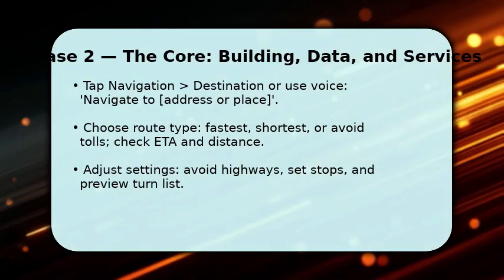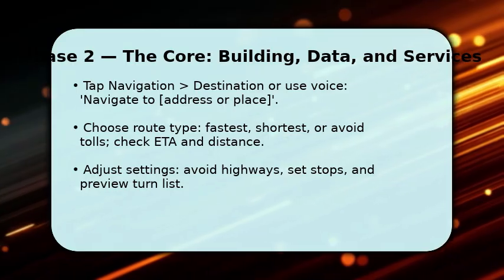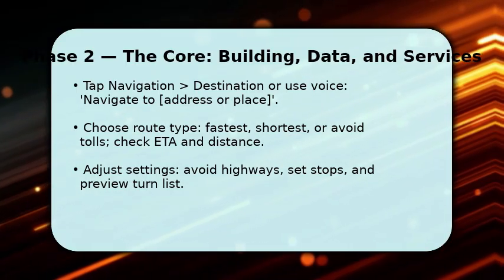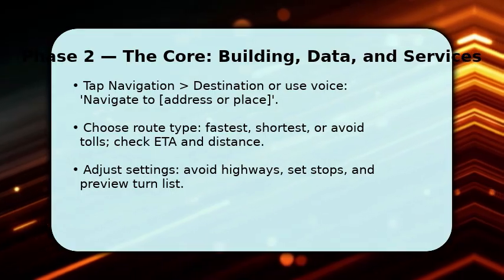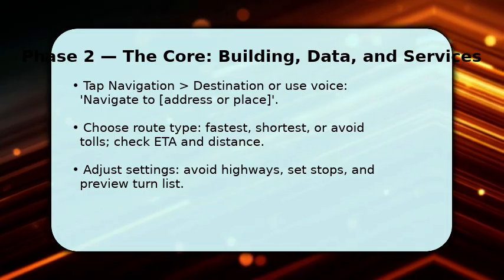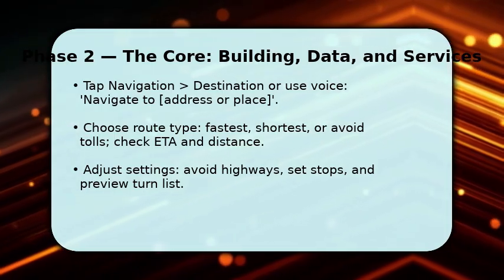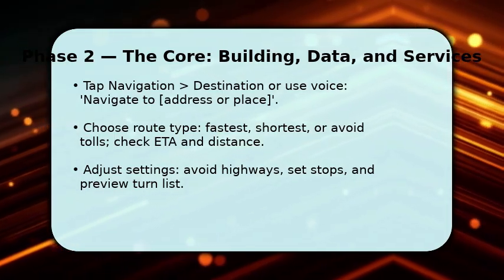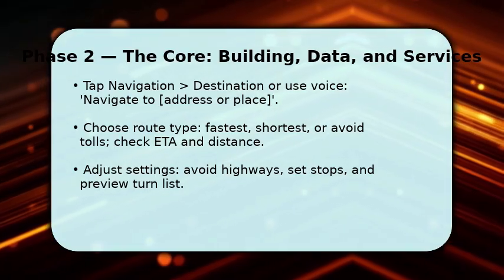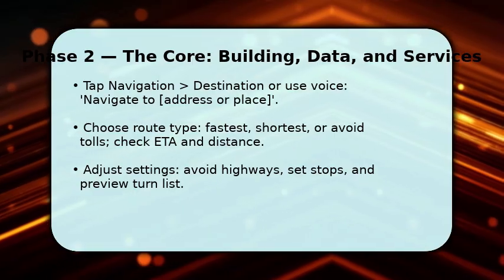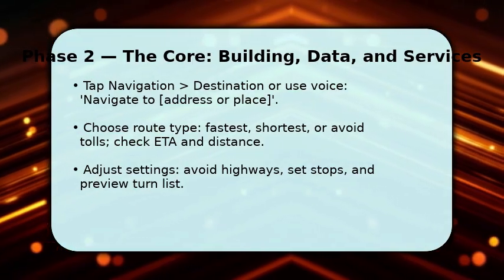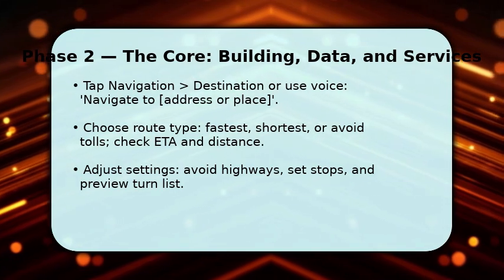You now enter the destination by touch or voice. Say, navigate to 123 Main Street for hands-free input. Once the map plots options, compare fastest versus shortest routes and pick any avoidance settings like tolls or highways. Make sure to add stops or waypoints if you need breaks. This recalculates total time. Once done, preview the turn list to spot tricky intersections so you're not surprised. Keep volume at a level where direction prompts are audible over road noise.